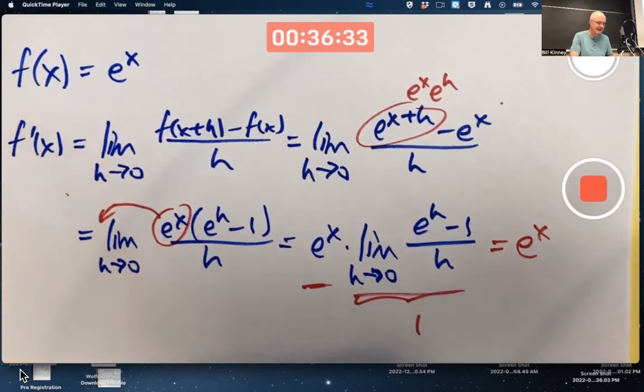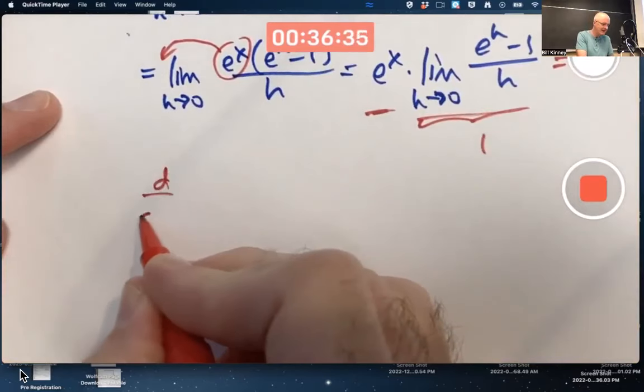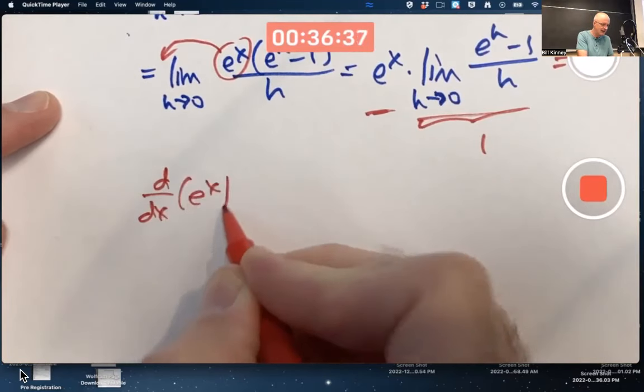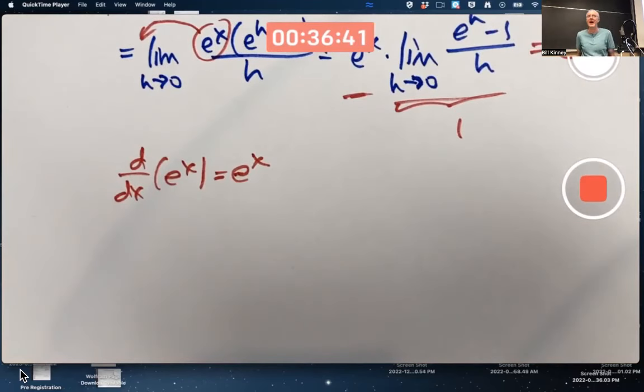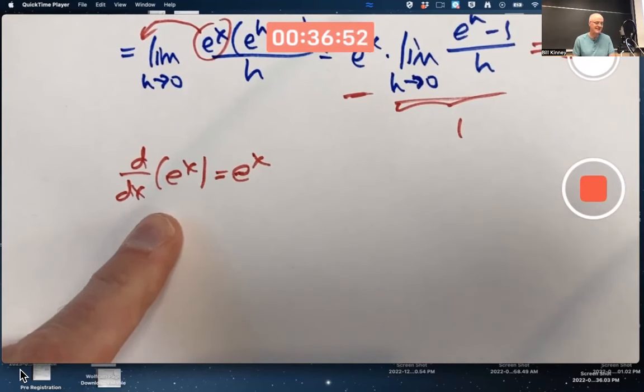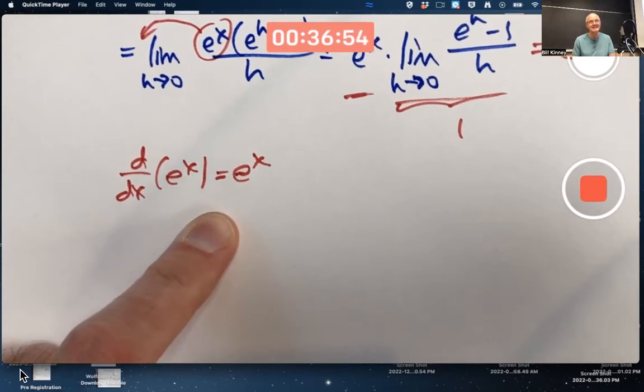The derivative of e to the x is itself. That is the most important special fact in calculus, in my opinion. And fortunately, it's very easy to remember. The derivative with respect to x of e to the x is e to the x.